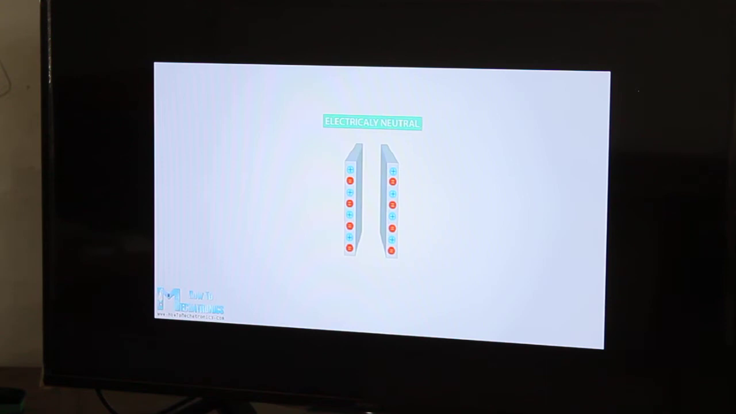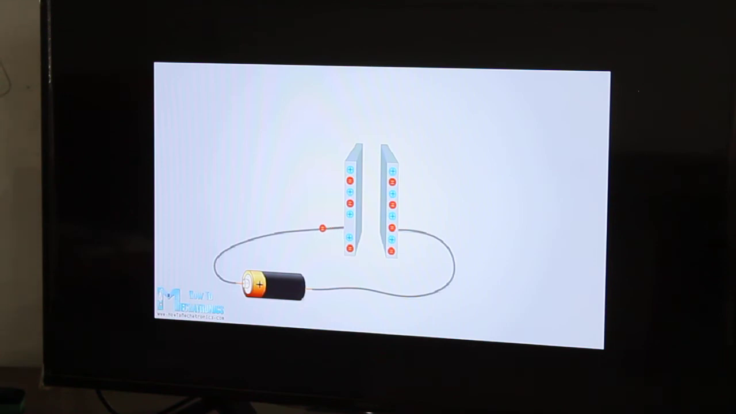The first plate has developed a net negative charge, and the second plate has developed an equal net positive charge, creating an electric field with an attractive force between them, which holds the charge of the capacitor. Let's take a look how the dielectric can increase the capacitance of a capacitor.